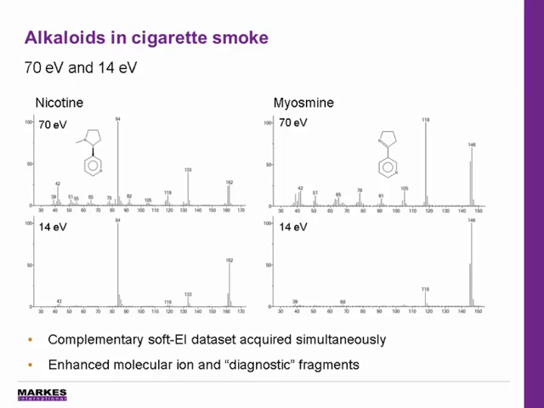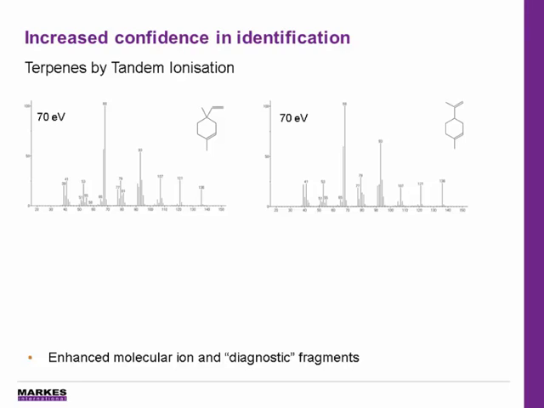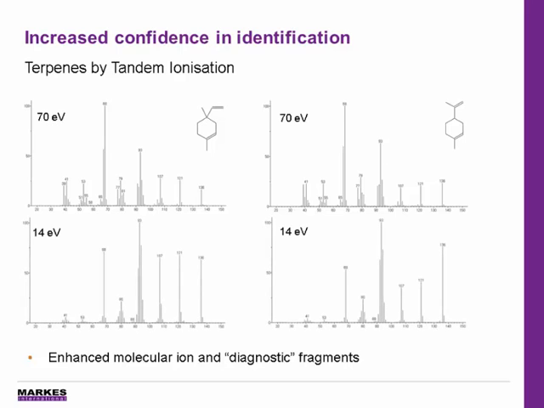The resulting spectra for 2 alkaloids in cigarette smoke can be seen here, with enhanced molecular ions and enhanced structurally significant ions as well, plus reduced fragmentation. Additionally, tandem ionization can improve isomer identification, where it's difficult to provide a firm identity based solely on the 70 eV data. As you can see here, soft EI provides complementary spectra, where additional ion ratio checks can be used to increase the confidence in compound identification.